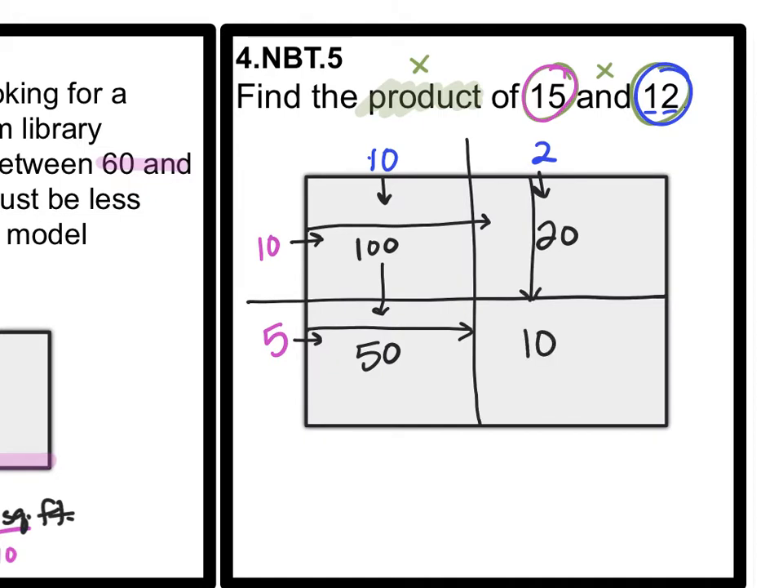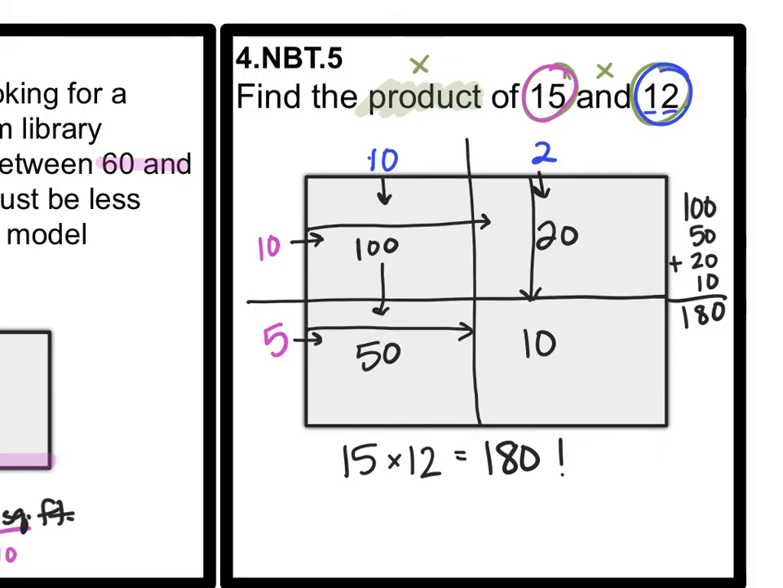My last step is to what, everyone? That's right. I know, I'm sorry, I can't hear you, it's old habits. We're going to add up all these numbers. So I'm going to add up 100 plus 50 plus 20 plus 10 to find my total product. All the zeros in the ones place, 5 plus 2 plus 1 is 8, and 1 plus nothing is 1. So 15 times 12 gives me a total answer of 180.